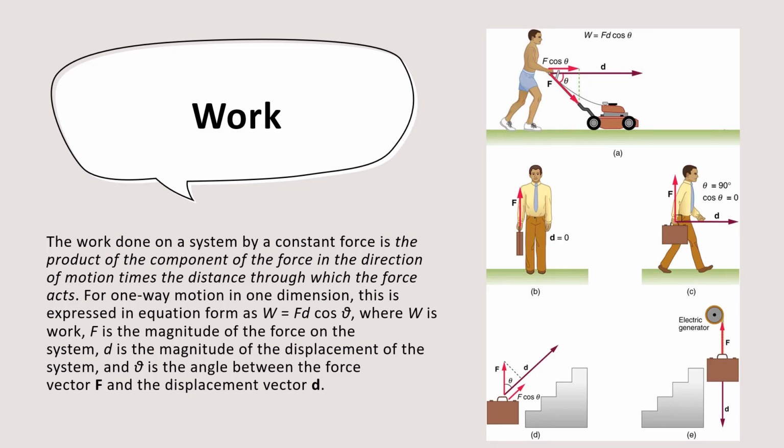Work. The work done on a system by a constant force is the product of the component of the force in the direction of motion times the distance through which the force acts. For one-way motion in one dimension, this is expressed in equation form as W equals F times D cosine theta, where W is work, F is the magnitude of the force on the system, D is the magnitude of the displacement of the system, and theta is the angle between the force vector F and the displacement vector D.